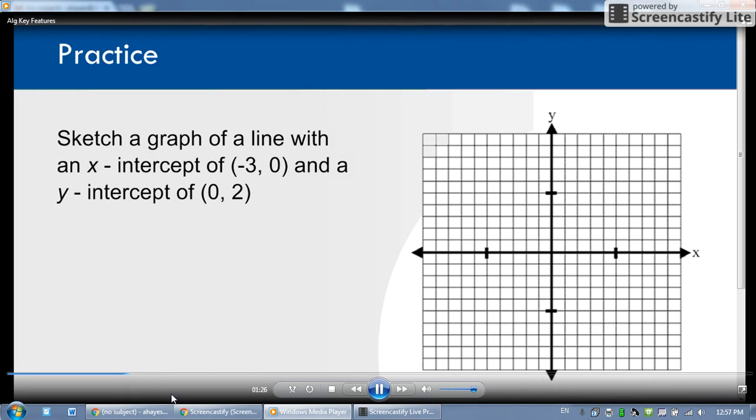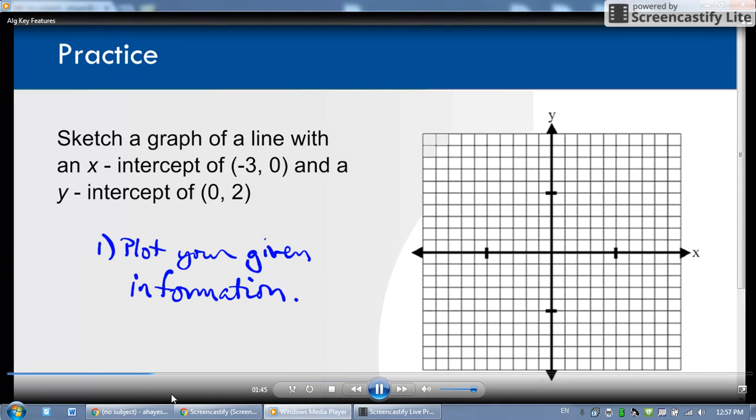So in this case, we're given the x-intercept and the y-intercept. The first thing that we have to do, the most important part, is plot what we're given. And then from there, we can draw the line. Let me finish writing this out first. The given information that we have is negative 3, 0. So there's my x-intercept. Always good to label your points. And there's the y-intercept, 0, 2. And then you're going to connect the dots.